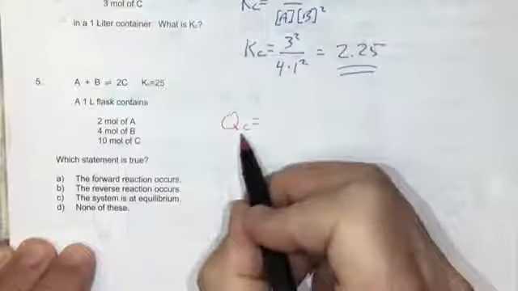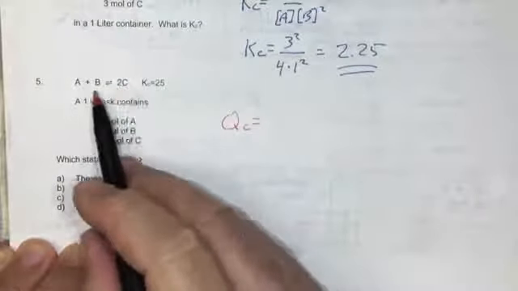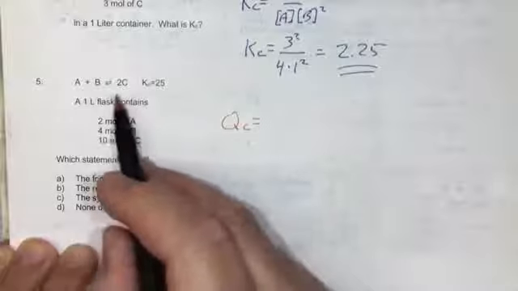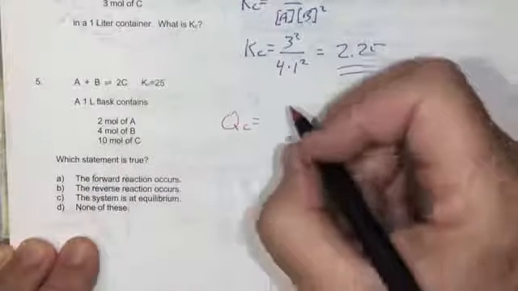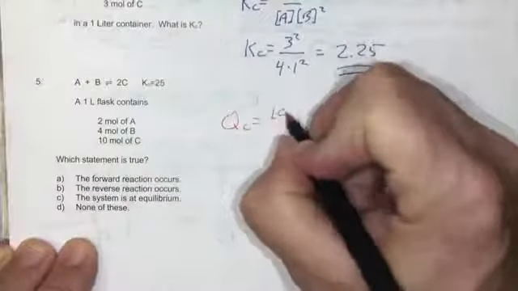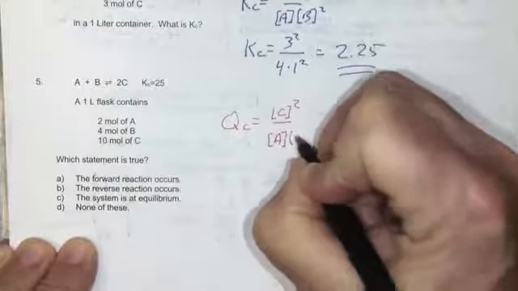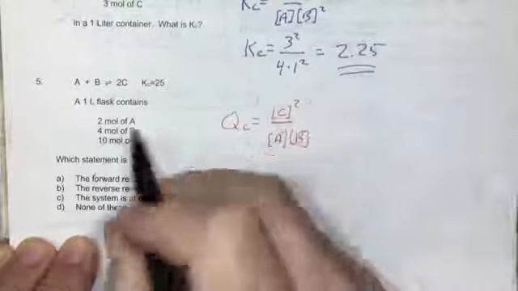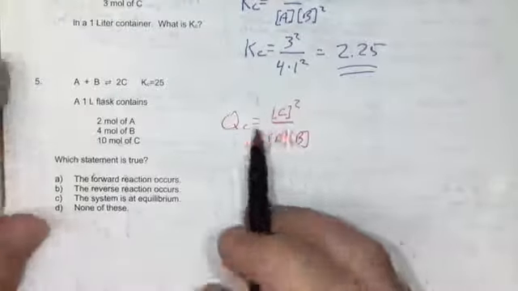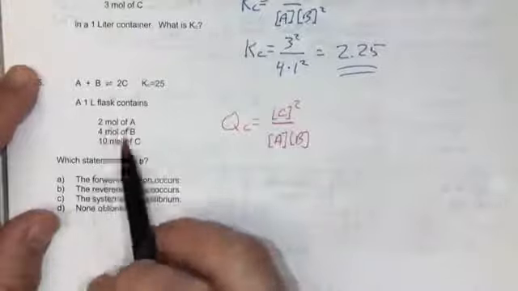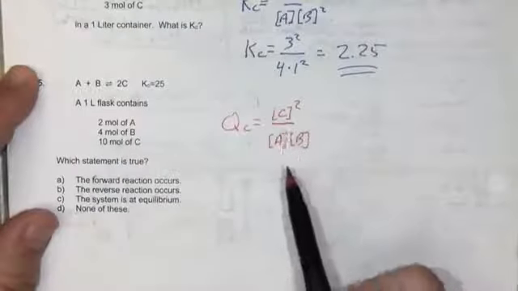Qc has the same form as Kc in that it's products over reactants. It's just that it may or may not be at equilibrium. Qc is going to be the concentration of C squared divided by the concentration of A and the concentration of B. It's just products over reactants. This is just the quotient we get when we plug in the concentrations at any particular time.